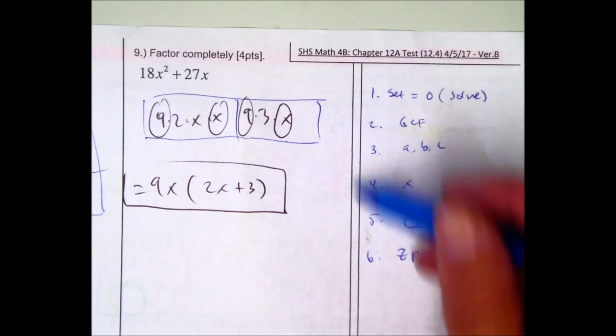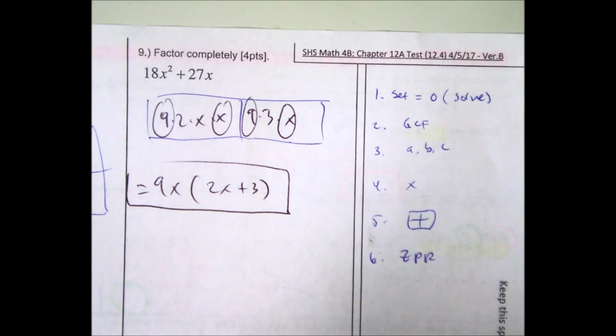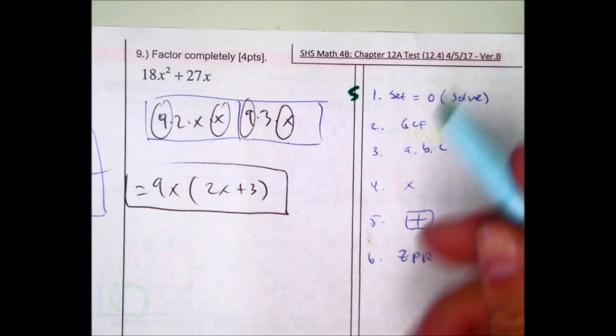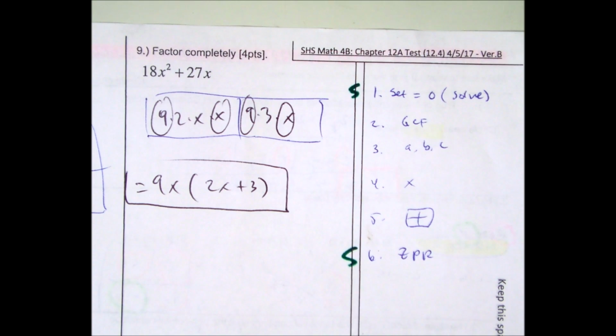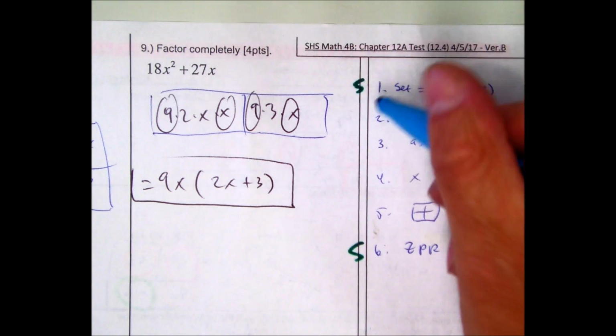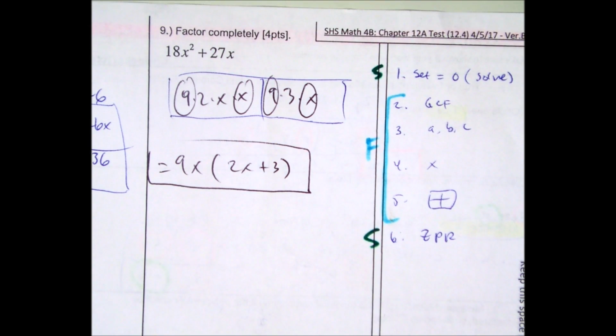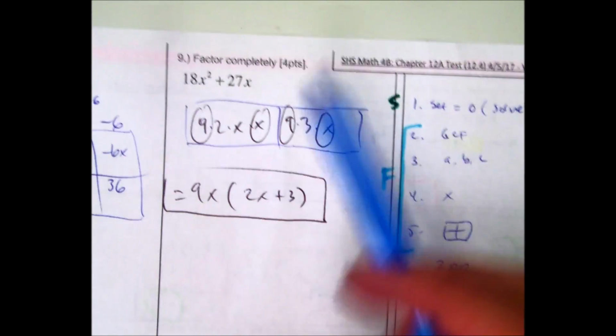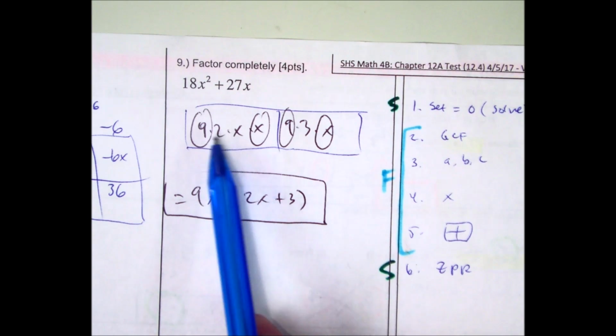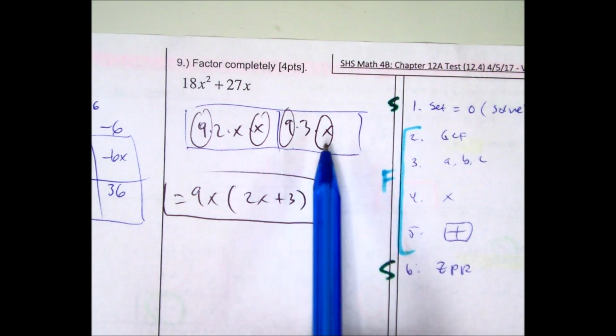Here are some quick reminders. Here in green, this is solving. And here in blue is everything you're using for factoring. I have 18x squared plus 27x. And if you write out the factors, 18 is 9, 2, x, and x; 27 is 9, 3, and x.